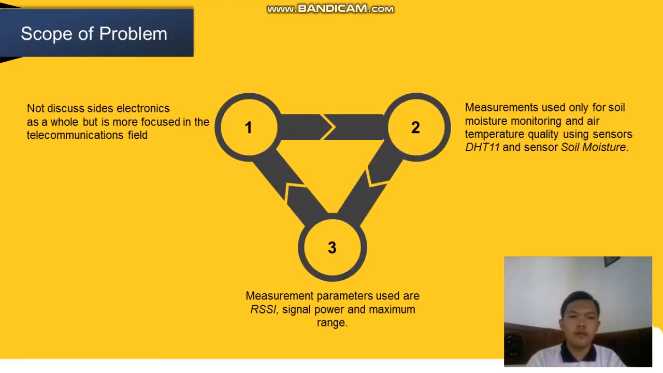Scope of problem for final project. 1. Not discussing electronics as a whole, but more focused in the telecommunication field. 2. Measurement used only for soil moisture monitoring and air temperature quality using sensor DHT11 and sensor soil moisture. 3. Measurement parameters used are RSSI, signal power, and maximum range.